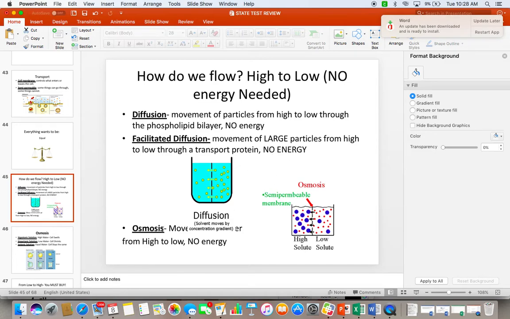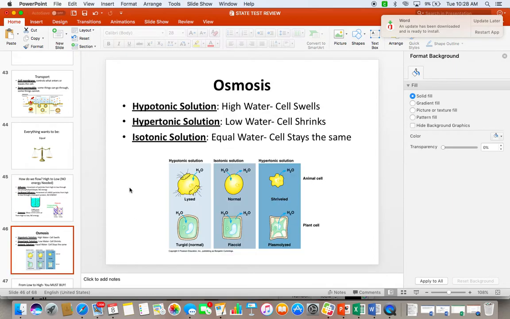And then osmosis is when water moves from high to low. And so that's what we have down here. Water is so important to us and we care about where it goes. There are 3 different types of solutions that we have: hypotonic, hypertonic, and isotonic. The prefix hyper means more. So hypertonic solutions are strong and concentrated. Hypotonic solutions are very weak. And isotonic solutions are equal to each other.